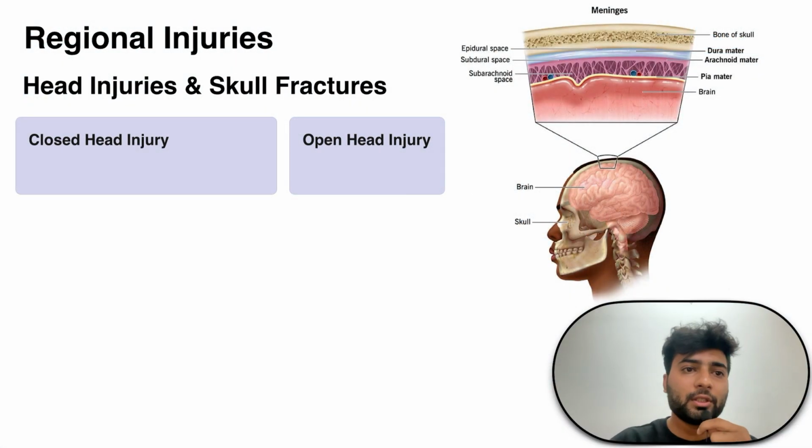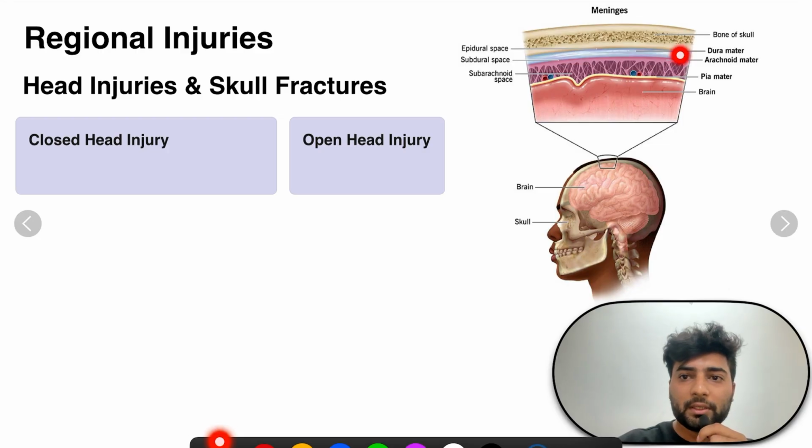Our topic of discussion today is regional injuries. In this we'll see different types of skull fractures. See, in this image you can see that this is the dura mater, and above that we have the arachnoid mater, which are the brain meninges.